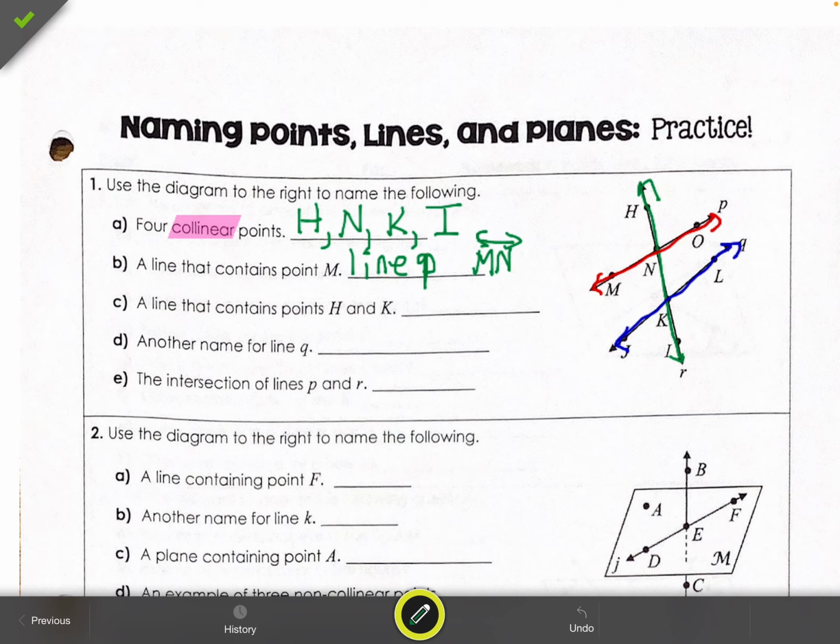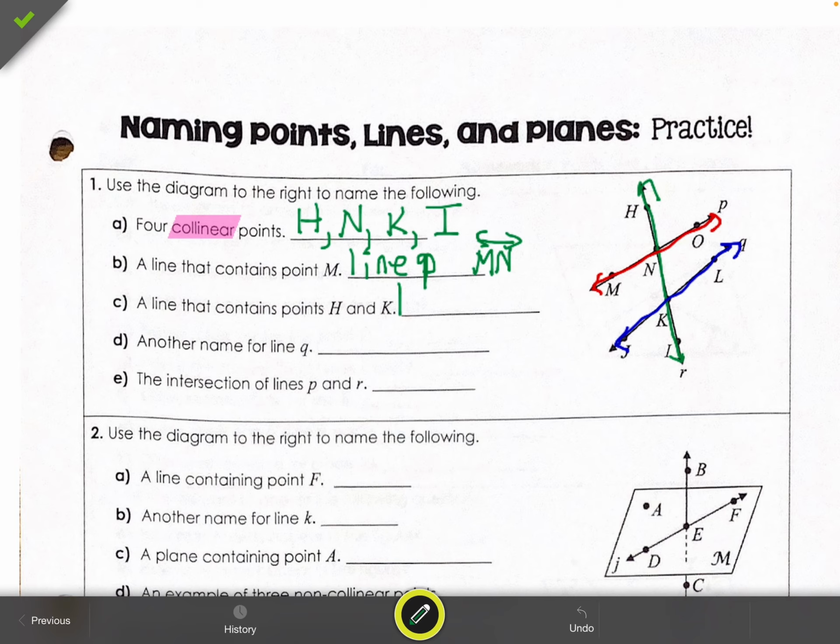All right, C, a line that contains points H and K. So again, we got to find point H and point K. And when I find them, I notice that K actually is on the green line, line R, and the blue line, which is line Q, which is okay. That's the point of intersection for those 2 lines, so that will happen. But point H is only on the green line. So if I want a line that has both of them, I have to use the green line.